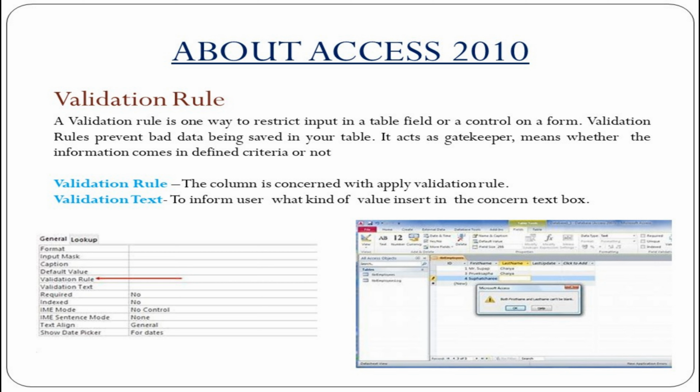And next, validation text. Validation text means to inform the user what kind of value to insert in the concerned text box. When the user puts information beyond the criteria, in that case a dialog box as shown in the figure will appear on the screen. So the user may understand what type of data he or she should feed in the concerned field. Okay, so this is the difference between validation rule and validation text.